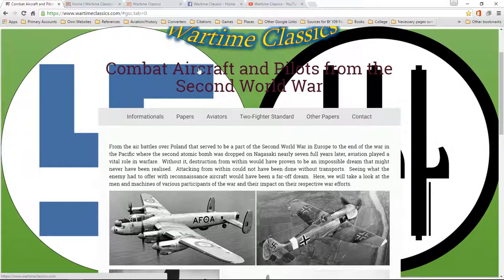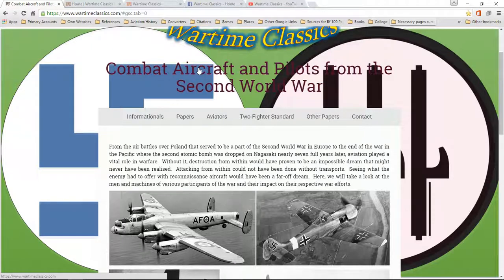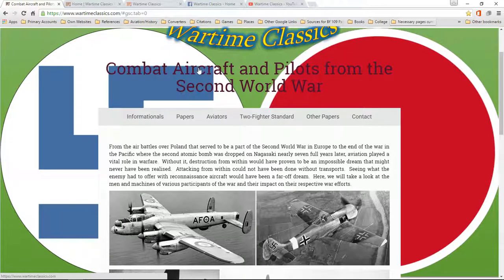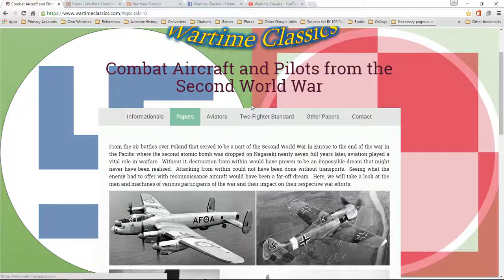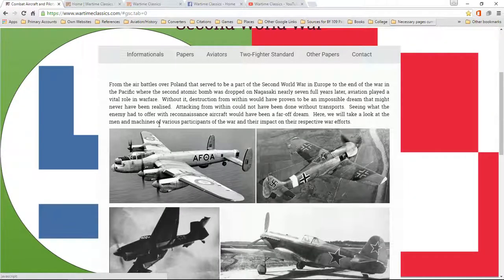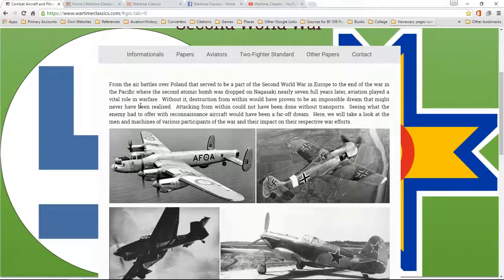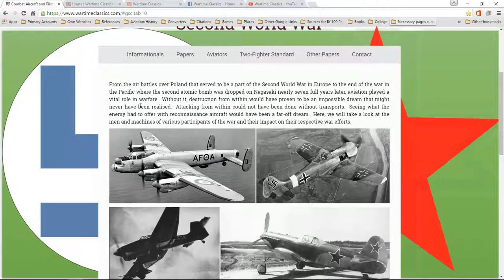The subtitle is Combat Aircraft and Pilots from the Second World War. And then we've got some tabs here. We'll get to most of these later. The description here essentially covers the importance of aviation during the war and just background for the website itself.